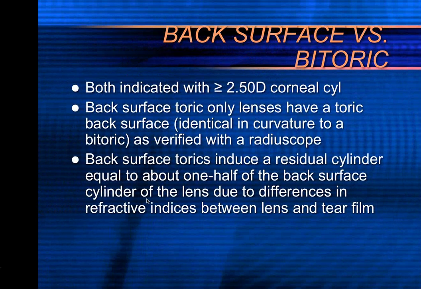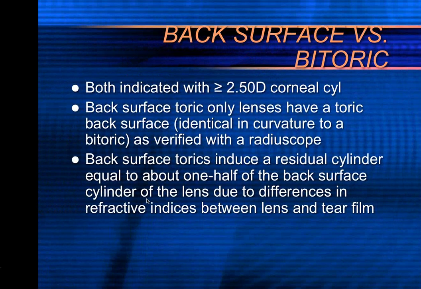Now, both designs are fine when you get above 2 diopters of corneal cylinder. Back surface toric only lenses have toric back surfaces identical to a bitoric. If you put both lenses on a radioscope, you would get the exact same readings. The difference is when it comes to power. Back surface torics induce a residual astigmatism, and typically we've always said it equals about 1/2 of the back surface cylinder of the lens. And this is due to differences in the refractive indices between the lens and the tear film.